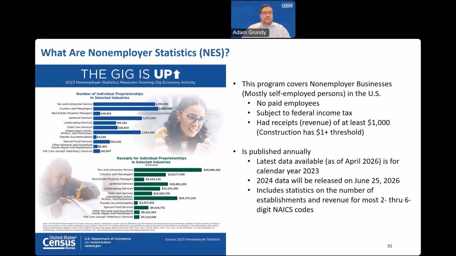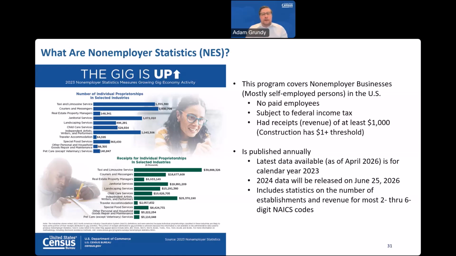Another annual program that's popular is the non-employer statistics. This covers, like the name implies, all non-employer businesses in the United States. So they have no paid employees. These are gig workers, people who work multiple jobs and make ends meet, or it could be their primary source of income for some people too. We see a lot of different categories that you can see on the left-hand side of your screen, such as taxi and limousine services, couriers and messengers, landscaping services, home daycare, stuff like that, which are all part of the gig economy that make up the non-employer statistics.